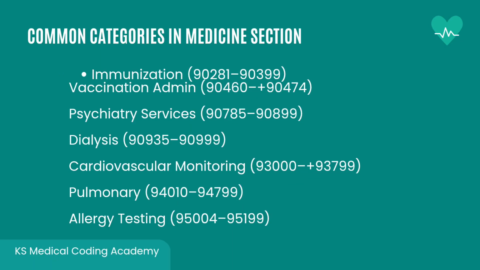Common categories in the medicine section. Let's look at the major code groupings. Immunization codes 90281 to 90399. Vaccination administration 90460 to 90474. Psychiatric services, dialysis, cardiovascular, pulmonary, allergy testing, and many more, including special services like home visits and remote monitoring.